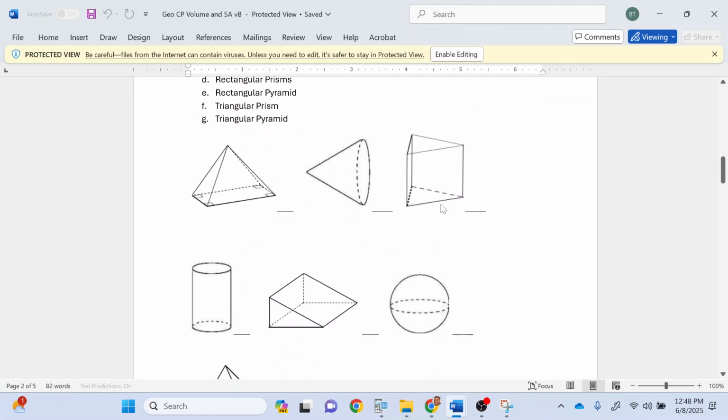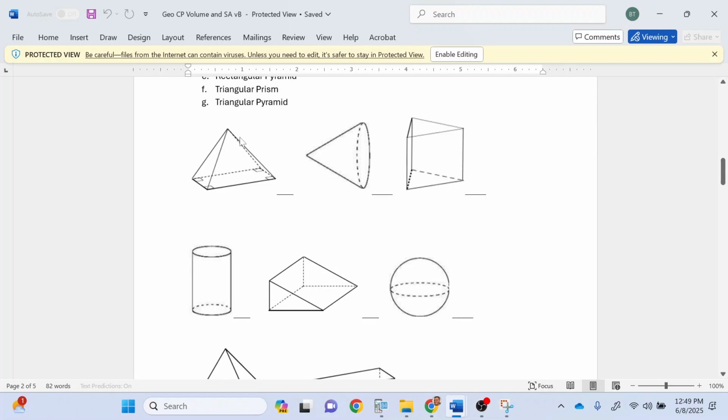Let's first just talk about shapes in general. Remember, a pyramid hits at one point.